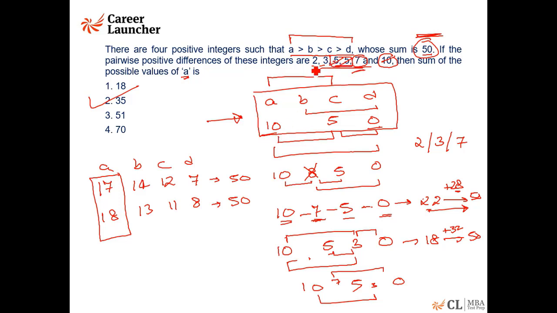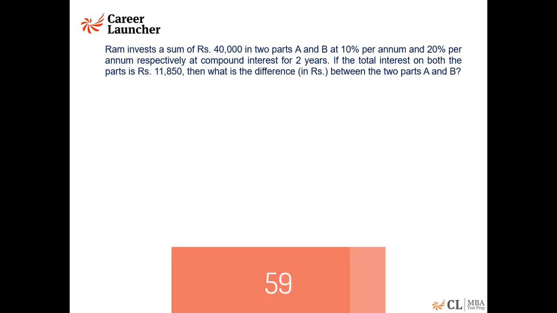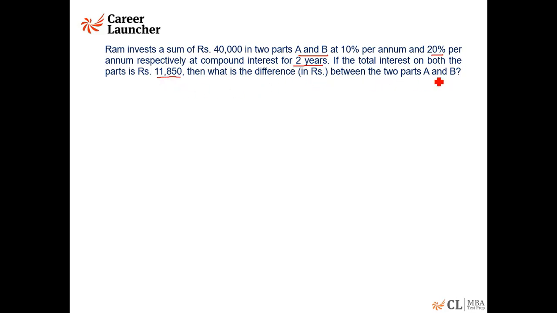And whatever summation you get, you can always extend it to a sum of 50. Ram invests rupees 40,000 in two parts A and B at 10% per annum and 20% per annum respectively at compound interest for 2 years. If the total interest in both the parts is 11,850, what is the difference between the two parts A and B? Question of allegation.